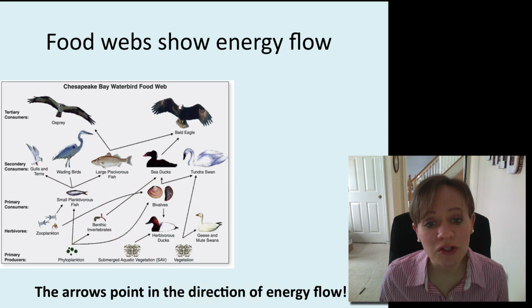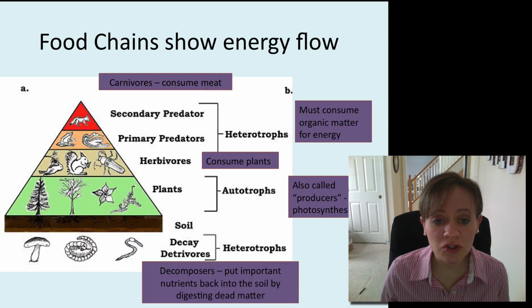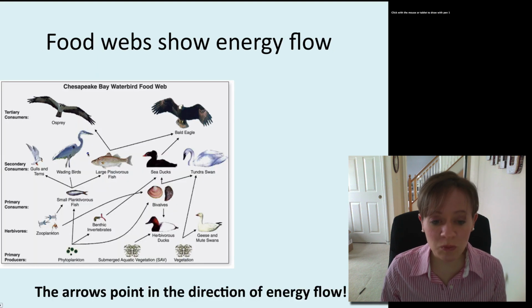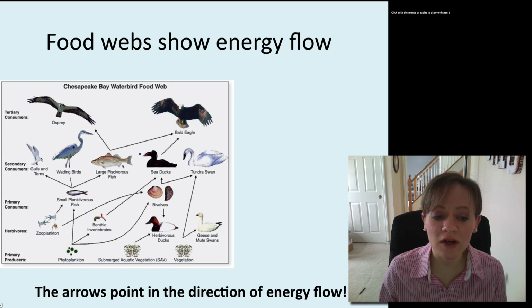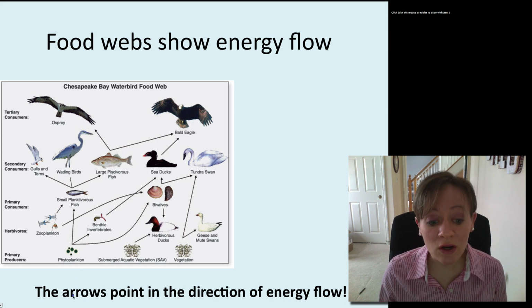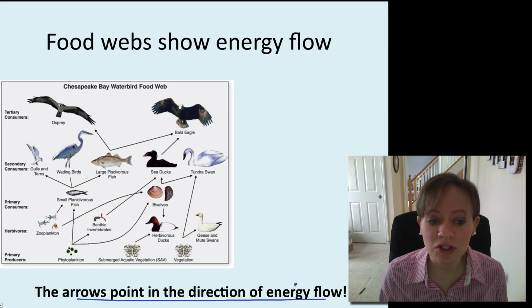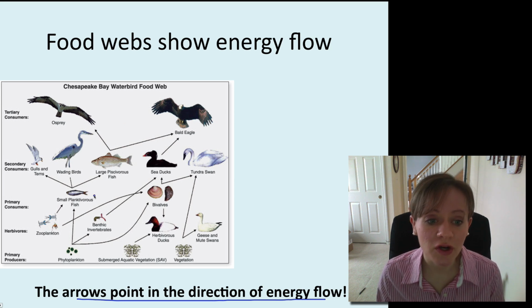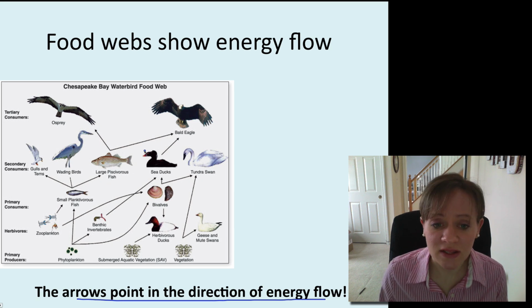Another way you can show energy flow is through a food web. So a food chain is very linear. It's from bottom to top, only has a few levels, but a food web is much more dynamic. It's much more of a true show of what's going on in the ecosystem. Now, very important that you understand that the arrows are pointing in the direction of energy flow. We're still showing our primary producers and our herbivores and our consumers, but we're just showing how they're all interacting with each other, right?